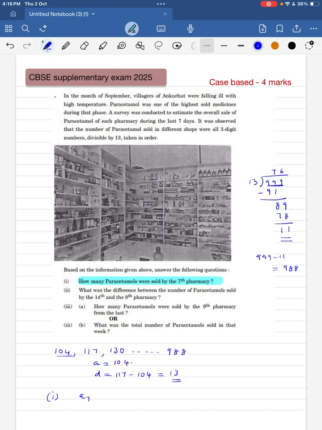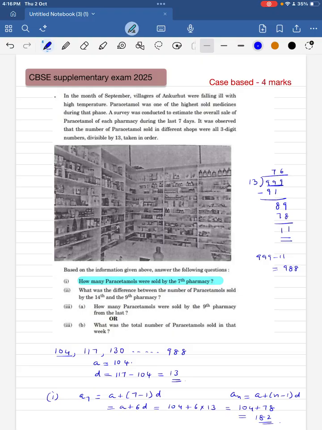We know that the formula to find the nth term of an AP is An equals A plus (n minus 1) into D. Now if I want to find A7, I have to do A plus (7 minus 1) into D, which is A plus 6D. A we know is 104, and D is 13, so 6 times 13 gives us 78. So 104 plus 78 is equal to 182. So 182 paracetamols were sold by the 7th pharmacy.